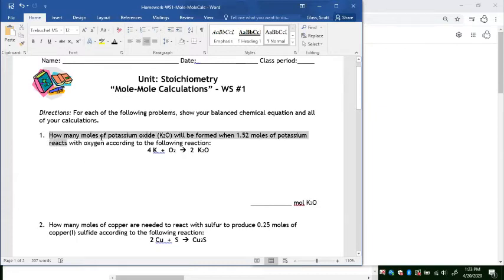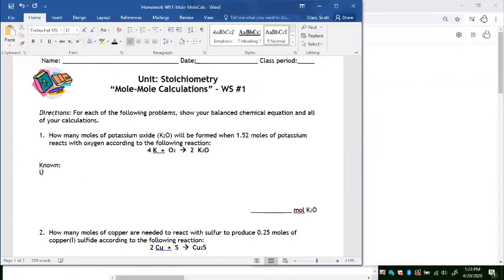But the first thing you always have to do is read the question, right? How many moles of potassium oxide will be formed when 1.52 moles of potassium react with oxygen according to the following reaction? The reaction is 4K plus O2 makes 2K2O. So you do need to keep in mind what is your known and what is your unknown.